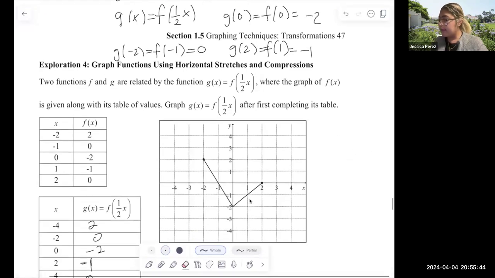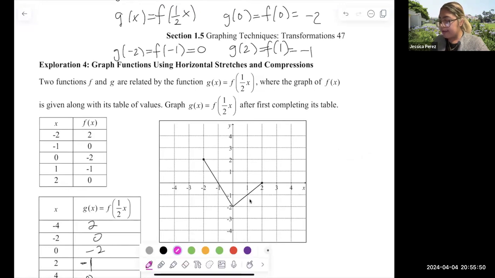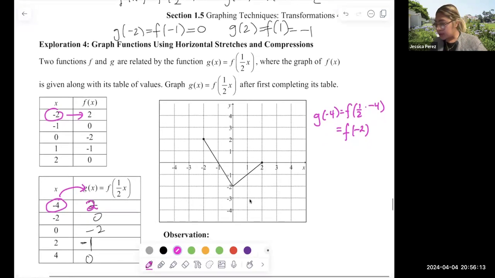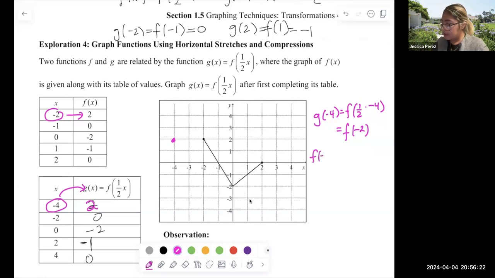So assuming that we have this 1/2 of x, we know that g is 1/2 of x. Let's start by substituting -4 into the function. So g of -4 is going to be f of 1/2 times -4. But what is f of 1/2 times -4? That's f of -2. F of -2 is +2. So -4, +2.